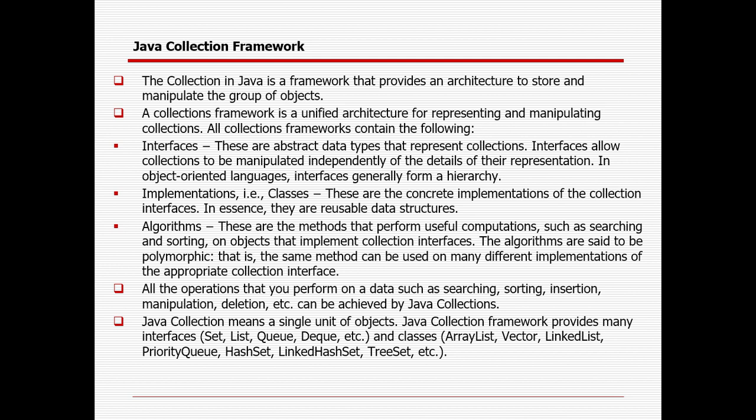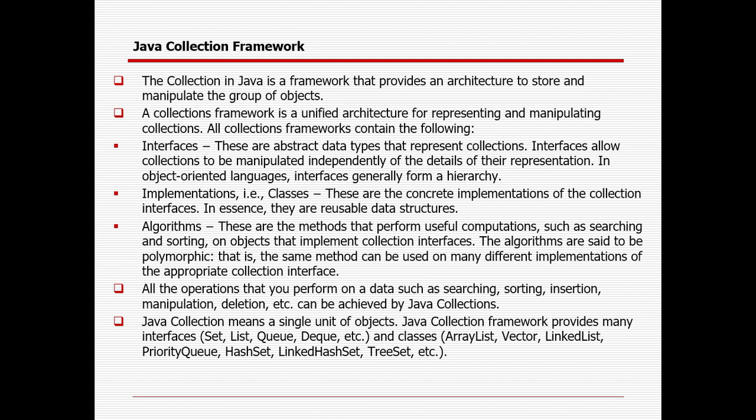So interface is a representation of a data type or abstract data type, right? Whereas classes are the implementation, and algorithms mean the different methods available in the collection framework. It can be interfaces or classes through which you can add the data, update the data, sort the data, find the data, and remove the data, right? So Java collection means a single unit of object.